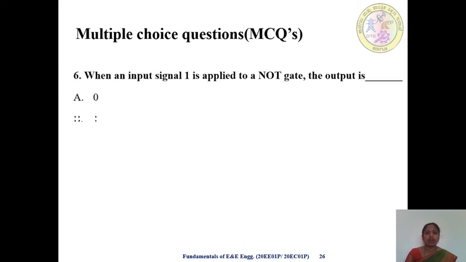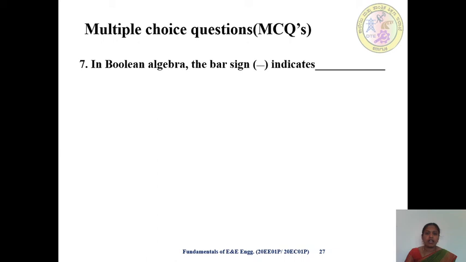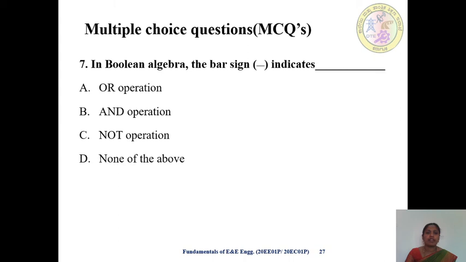When input signal 1 is applied to NOT gate, the output is dash. Options are 0, 1, either 0 or 1, none of the above. So the answer is 0. Option is A. In Boolean algebra, the bar sign indicates dash. Options are OR operation, AND operation, NOT operation, none of the above. The solution is C, NOT operation. Bar indicates NOT operation.